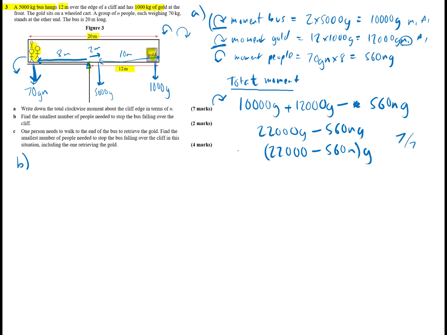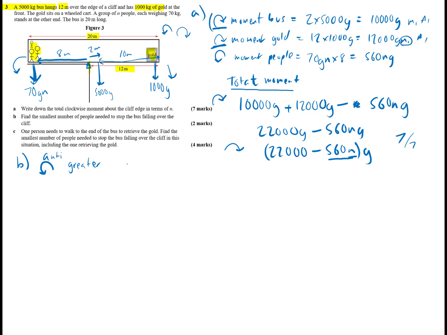Well, as you can see, depending on the value of n, at the moment it looks like the bus is going to tilt over, as in that bus is going to fall down the cliff, because unless this side here is greater than 22,000, the bus is going to topple over. For the bus not to topple over, we want this anti-clockwise moment to be greater. So we need to form an inequality.